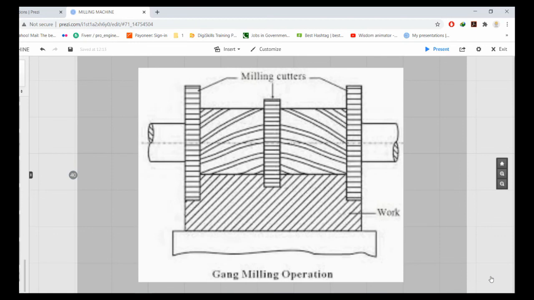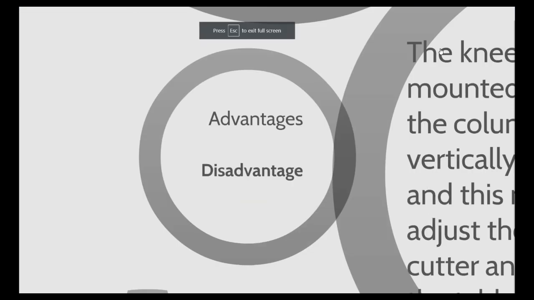In gang milling, the cutters are mounted on the arbor. There is another operation called form milling. It is the process of machining special contours composed of curves and straight lines at a single cut. This operation is accomplished using convex, concave, and corner rounding milling cutters.